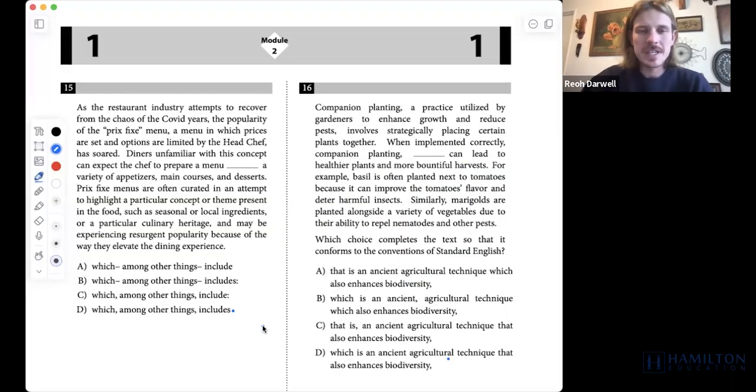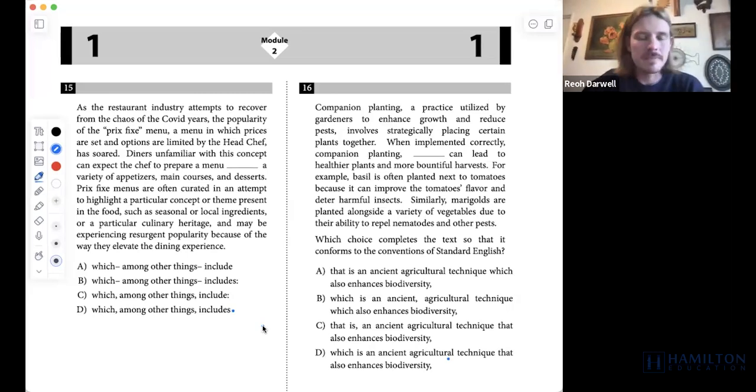All right, so question 15 here on module 2, we have a pretty simple punctuation question with a little bit of verb tense there as well. So first things first, we want to make sure we have a proper creation of a non-essential phrase, and all of these do that. Secondly, we want to make sure that we do not have a colon to begin our list. Why can we not have a colon beginning our list?